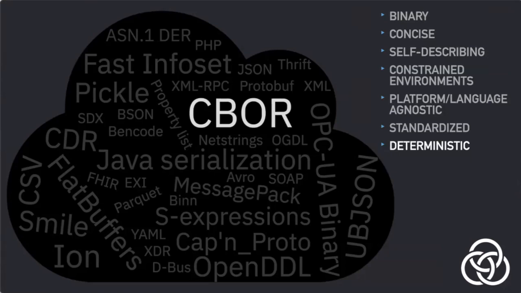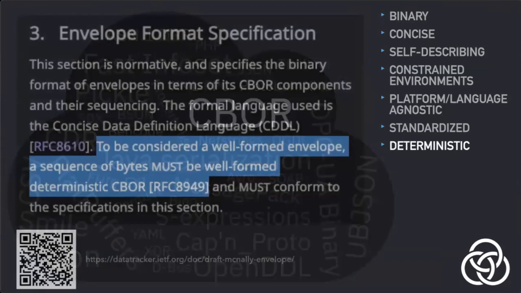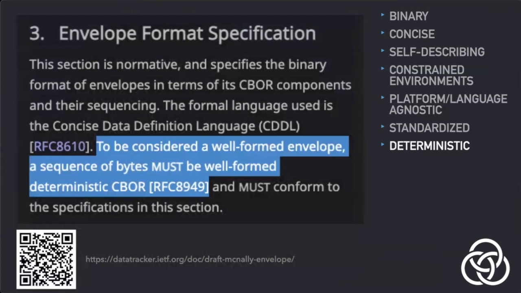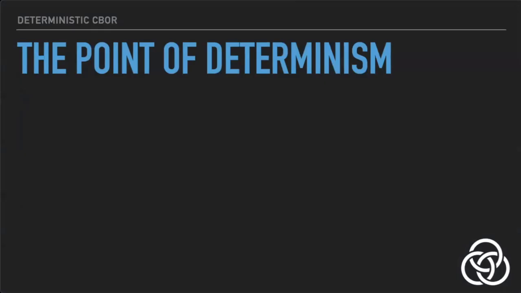We have another video where we've talked about why we chose CBOR. Now we're going to talk about how we're dealing with the determinism. So our specification for Gordian Envelope, which is currently an IETF draft, says that to be considered a well-formed envelope, a sequence of bytes must be well-formed deterministic CBOR according to RFC-8949. So we're going to talk a little bit about the spec, what it says, and then how we're dealing with that. So what's the point of determinism? Because I've said that several times.